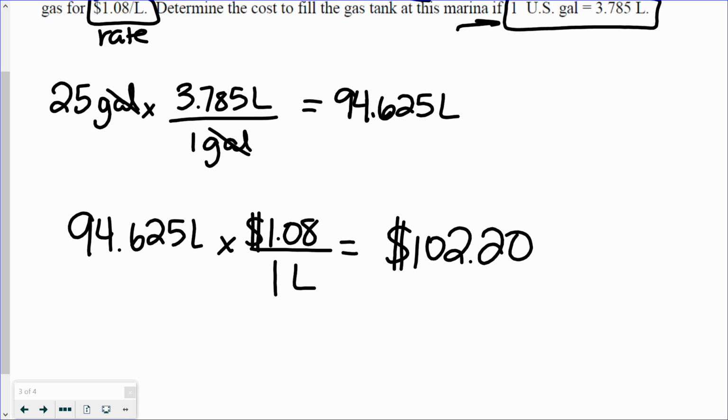I mean, that's pretty pricey, but I guess if you're buying a boat, you might have money.